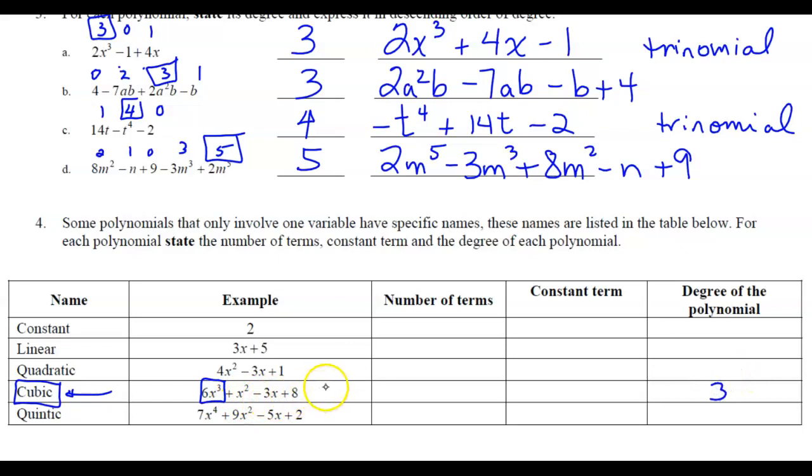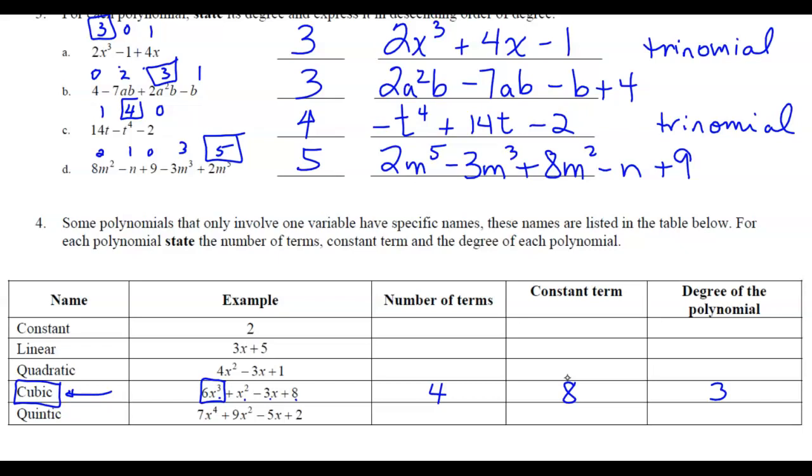What else do we have to find out about it? The number of terms in this case is 4. And the constant term is the one that doesn't have a variable. It's 8. Okay. I just skipped to that one because of the word cubic.